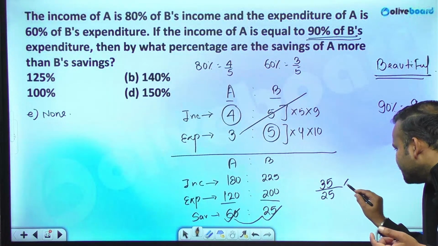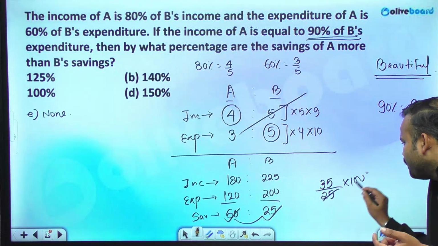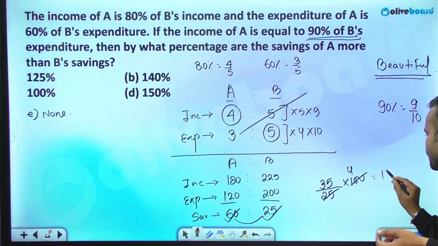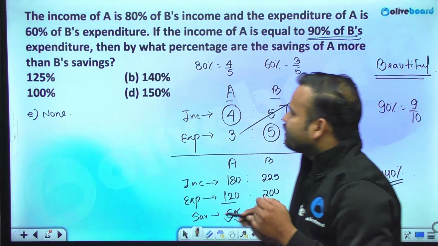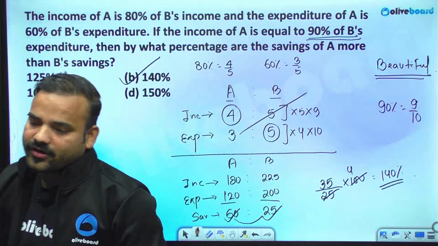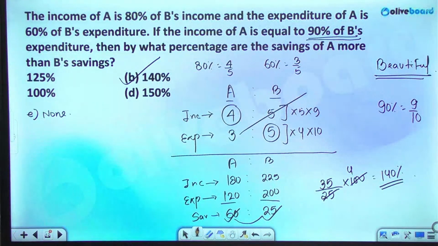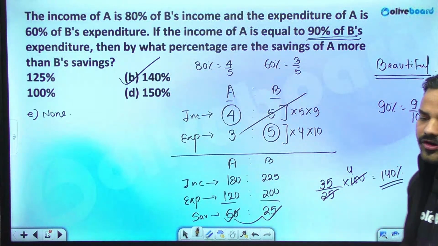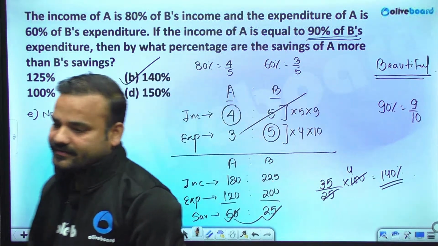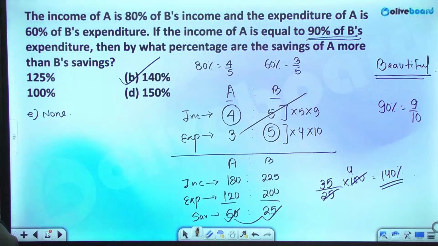This is what percent? This is 25 times 4. 35 into 4 is what? 140%. So 140% will be the result. 140%, that will be option number B, that is your answer. 140% is the result. Clear?